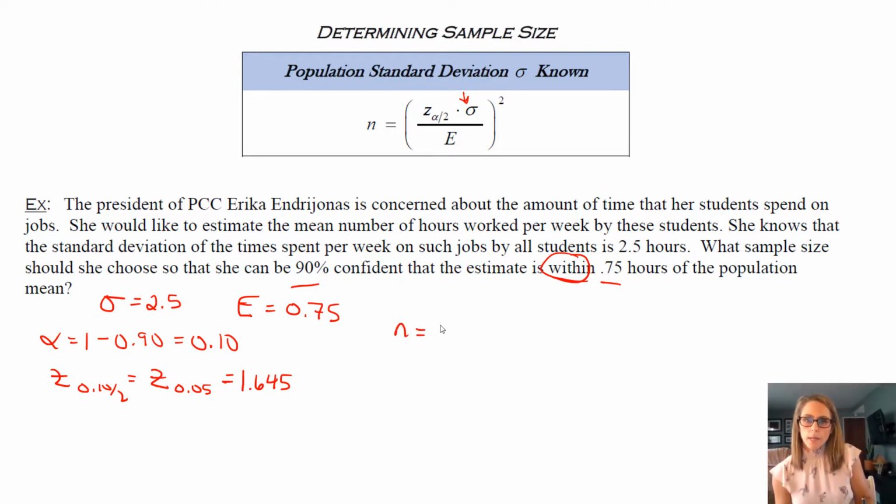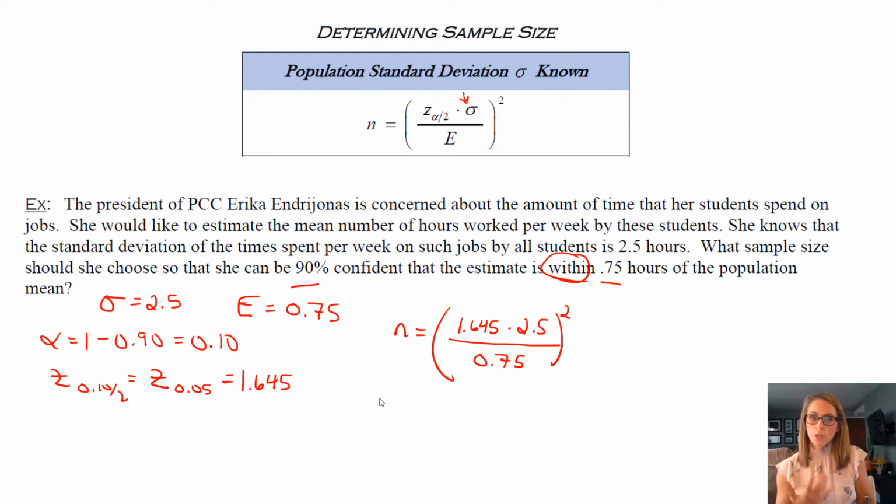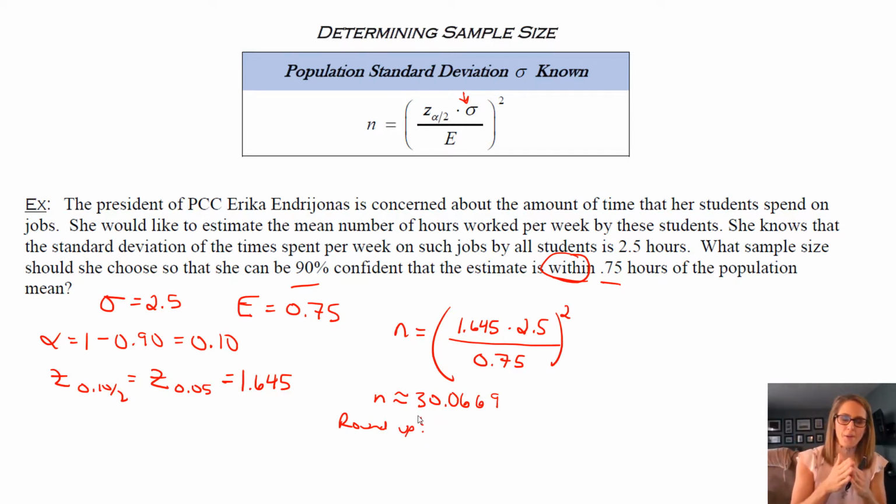So now we just plug everything in, 1.645. We have that population standard deviation we were given and our error 0.75, and that is squared, all of it. So if you can put that fraction in and then square the whole thing, that would be best. And you'd get about 30.0669. Remember, always round up no matter what. You never want to survey one less person than you need to, but you can always survey one more. Can't survey part of a person.